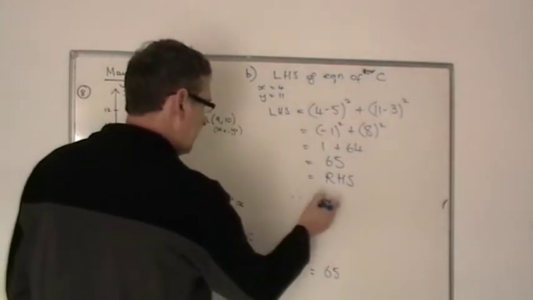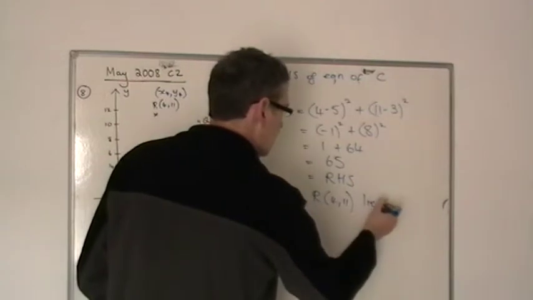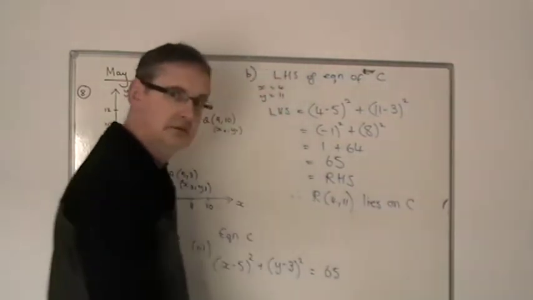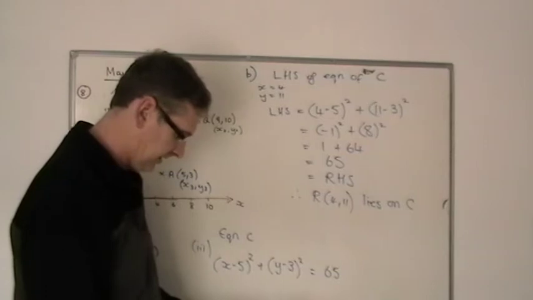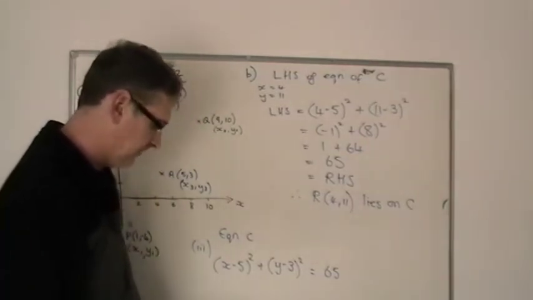So what does that mean? Therefore R, the point (4, 11), must lie on C. And there you go, you've done it. 2 marks for part B. We've shown that R lies on C.